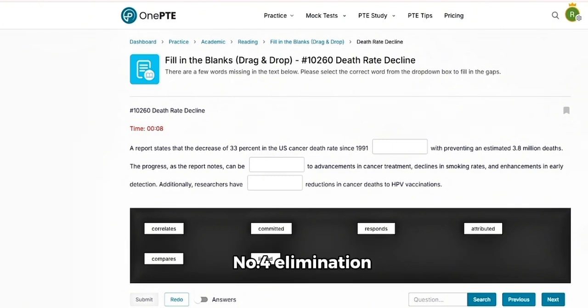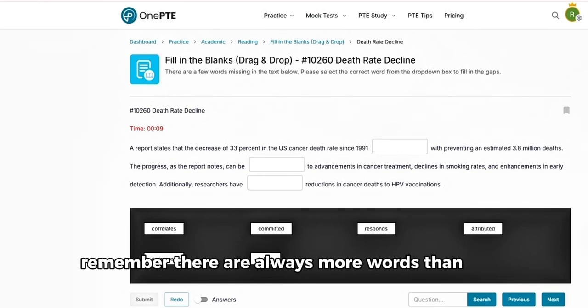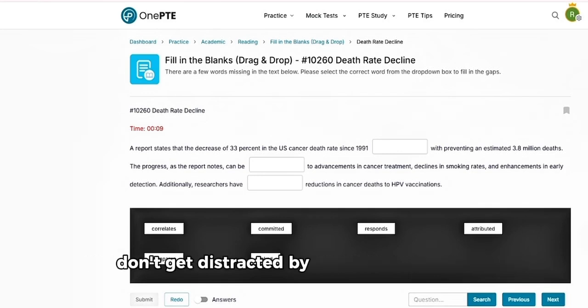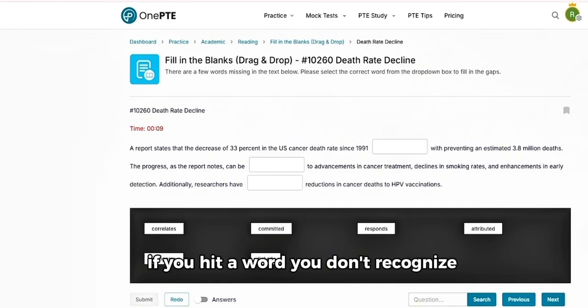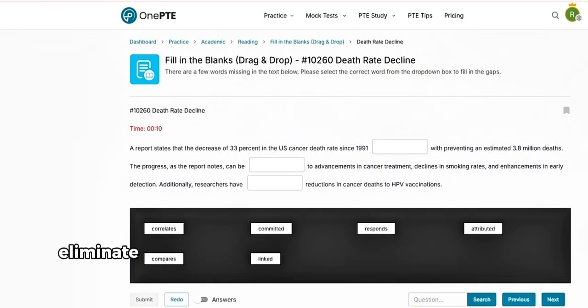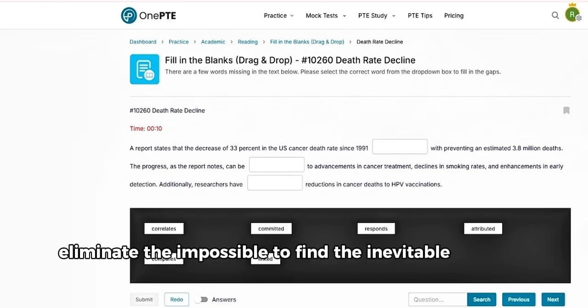Number 4. Elimination. Remember, there are always more words than blanks. Don't get distracted by the extra vocabulary. If you hit a word you don't recognize, evaluate the other options first. Eliminate the impossible to find the inevitable.